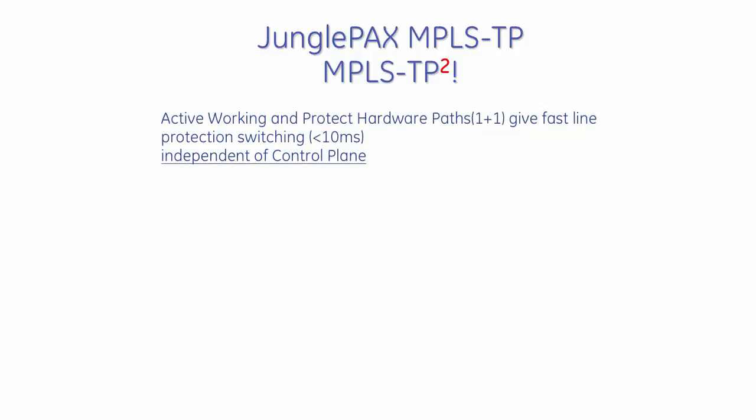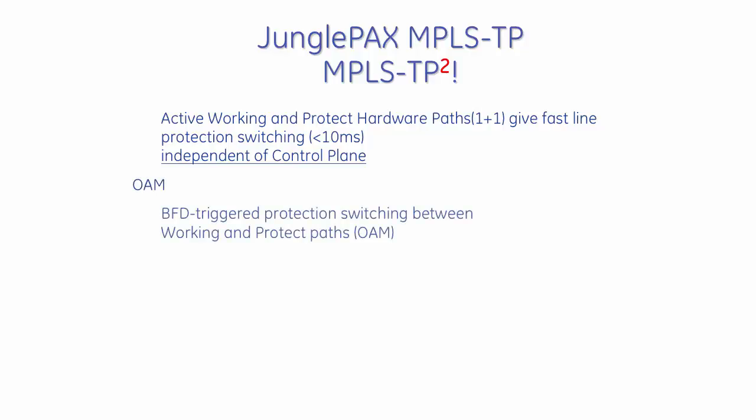Another important feature of the MPLS-TP squared offering on GE's JunglePAX is its active working and protection hardware paths. True 1+1, which gives fast line protection switching under 10 milliseconds, and it's all done completely independent of the control plane. The important thing to remember with GE's 1+1 protection is that it's receive selected, not source selected. So the end that is in control of determining which of the 1+1 paths to listen to is the destination. This results in very, very fast failover times. And it's also really important to remember that this is fully revertive.